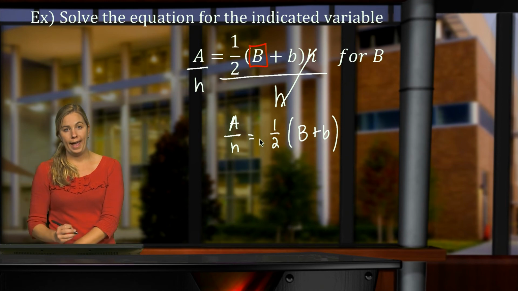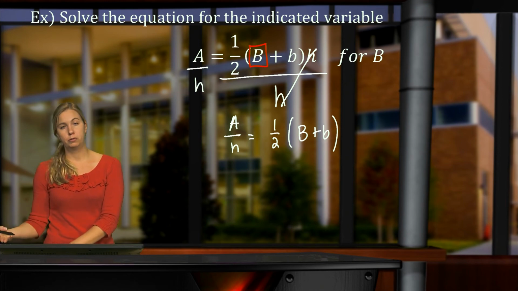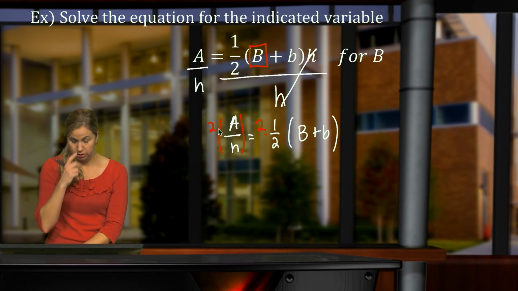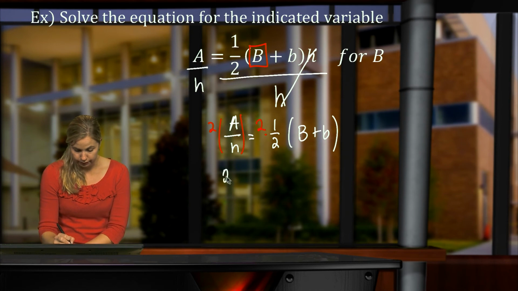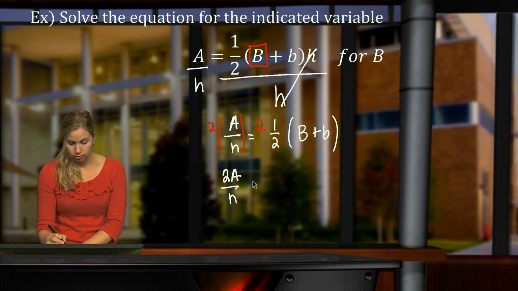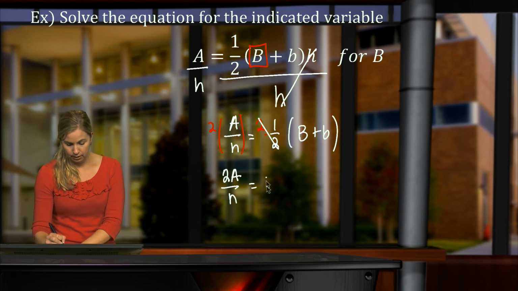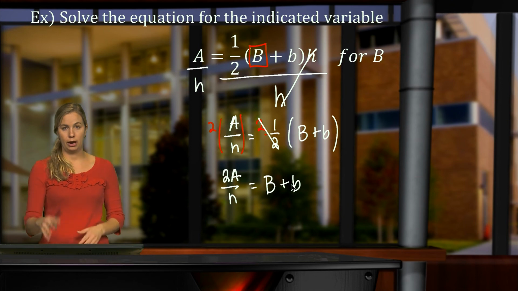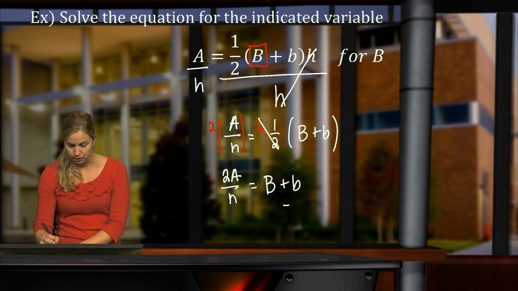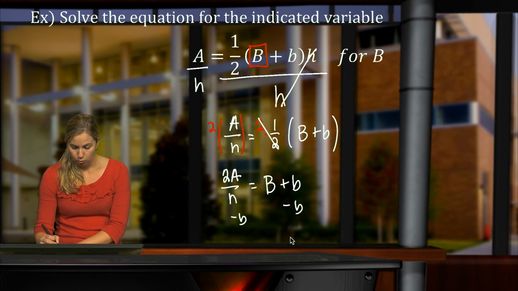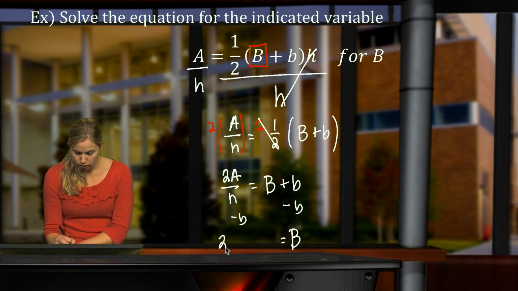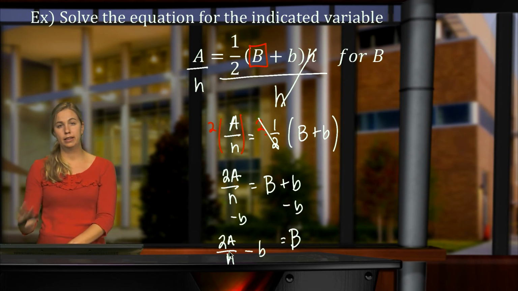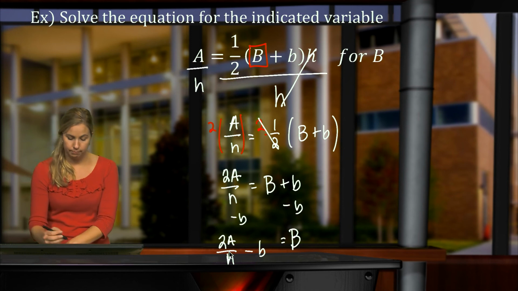Now I want to get rid of that 1/2. To undo being multiplied by a fraction, we can multiply by its reciprocal, so I'm going to multiply both sides by 2. So now I have 2A over h equals, those go away. And now that I've gotten rid of that 1/2, I no longer need the parentheses, so I have big B plus little b. And now I will subtract little b from both sides. We have big B is equal to 2A divided by h, minus little b. Notice that little b is separate from the fraction. It's not included.